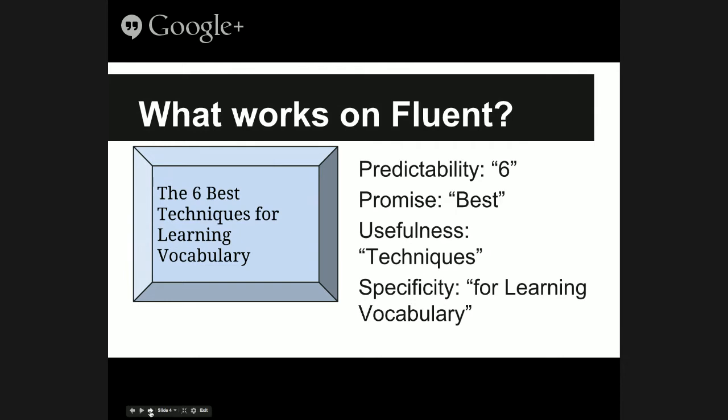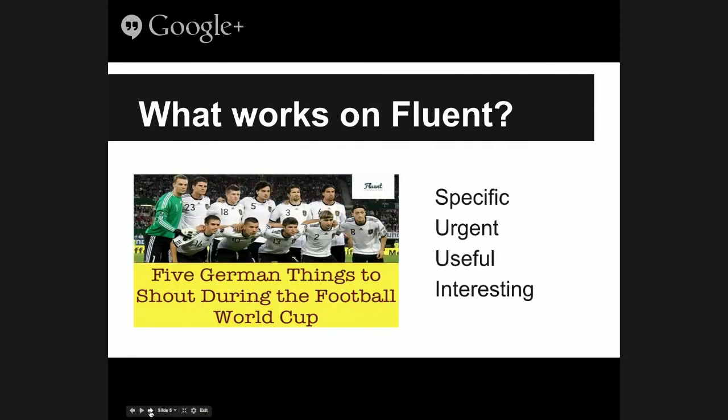And this has a different slant to it. This is less of what's called an evergreen article. This is an article that is specific for a particular time. And it was about 5 German things to shout during the Football World Cup. So number 1, this one's extremely specific.